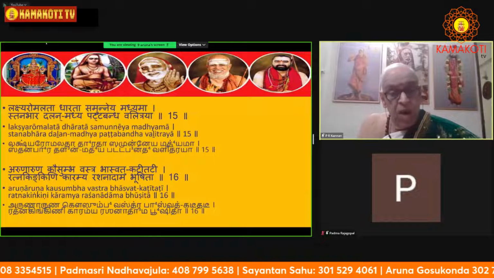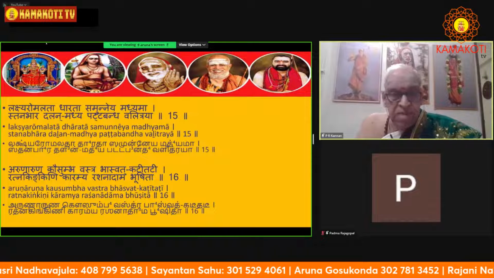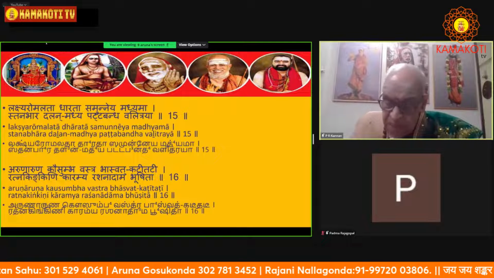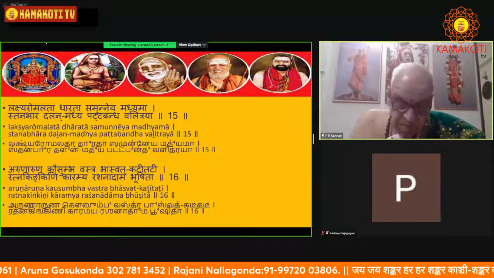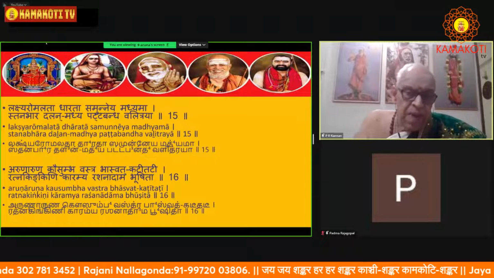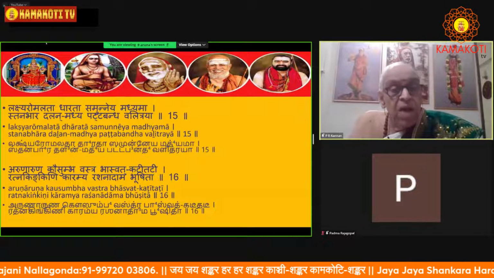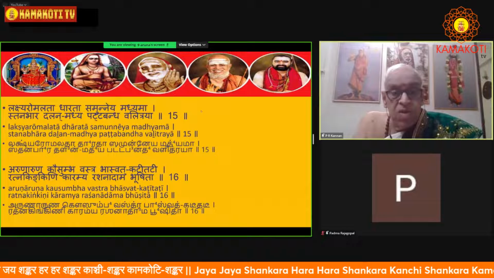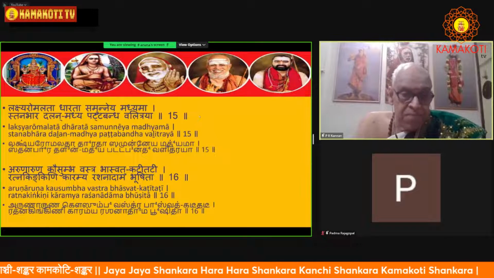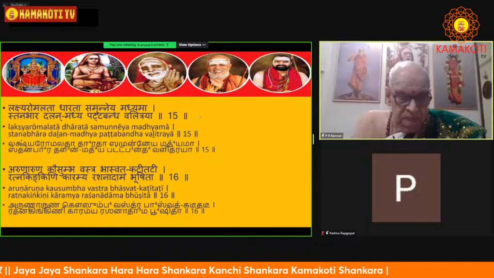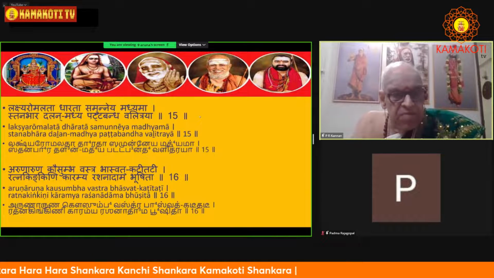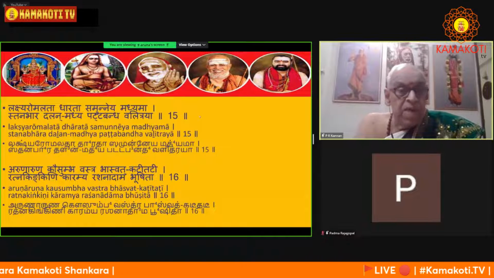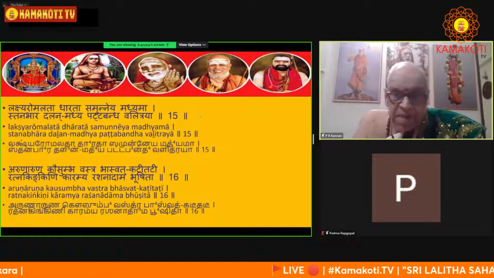Then we have Aruna Kausumbha Vastra Bhaswati Katitati. Katitati is the area of the waist and the hip. That is Katitati. Bhaswati. Now that area is shining because of the shining dress. Aruna Kausumbha Vastra. It is a red colored, all about Devi is all red color, we have seen before. It is red colored like Aruna, like the rising sun.